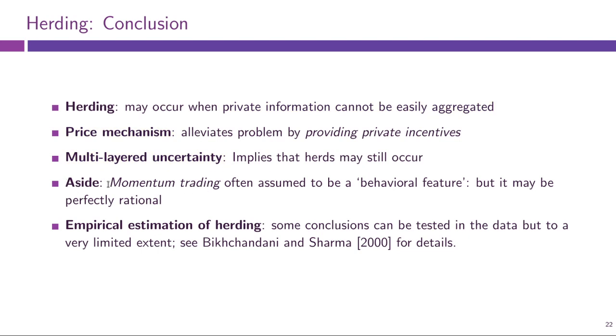Now, just to make a brief point here, momentum trading that I mentioned, buying when the asset is trending upwards and selling when the asset is trending downwards, is often assumed to be a kind of behavioral strategy, so not an optimal one. But if you believe the models that we've seen today, this momentum trading can be interpreted as a perfectly rational, as an optimal strategy. Finally, the survey that I mentioned, Bikhchandani and Sharma, also discusses the empirical estimation of herding models a little bit. So some conclusions can be tested in the data, but what they show is that there is not really much you can estimate. But if you're interested, have a look.